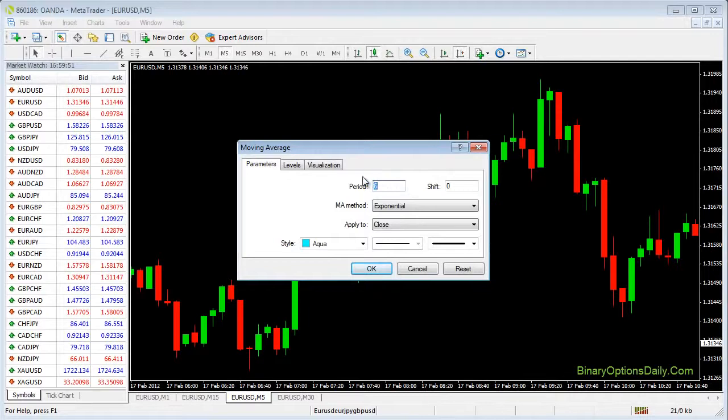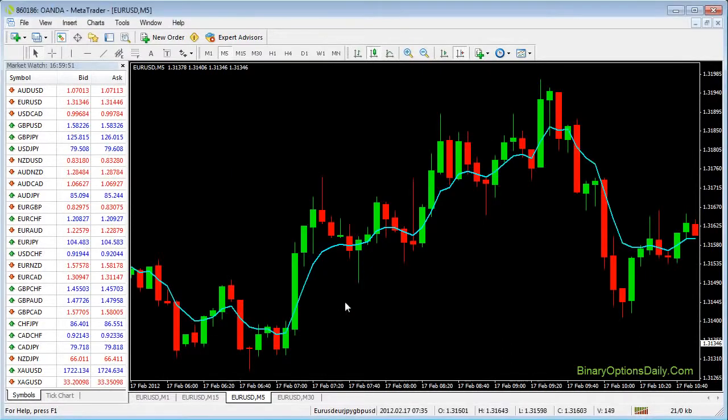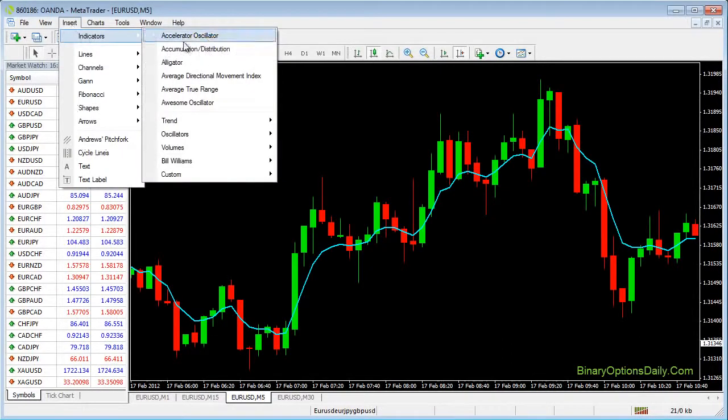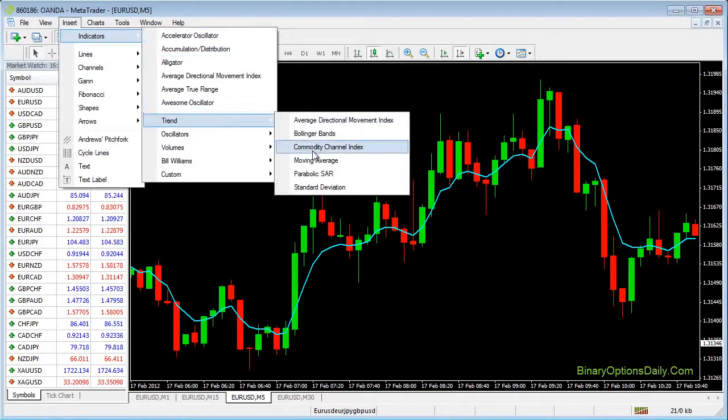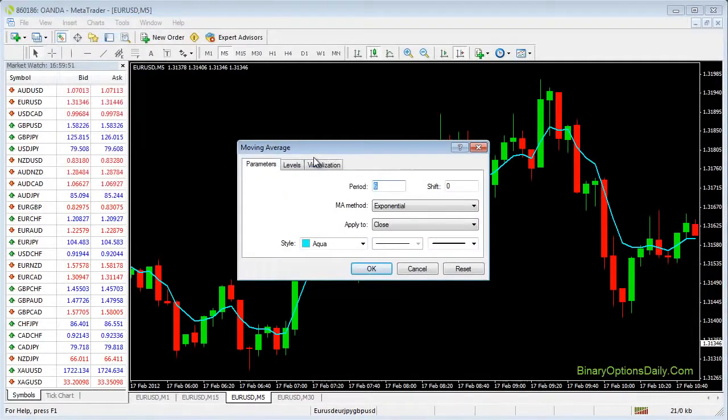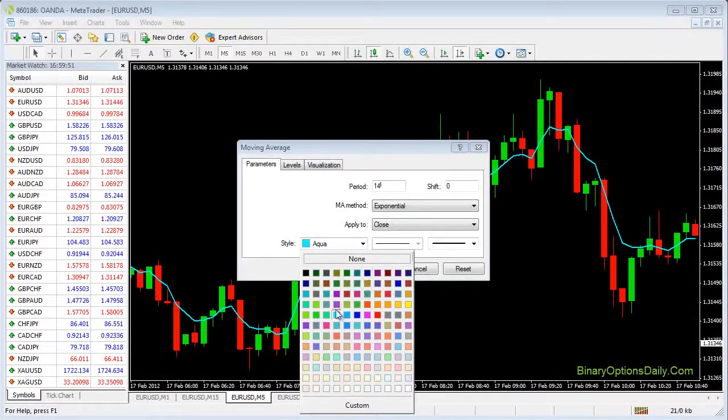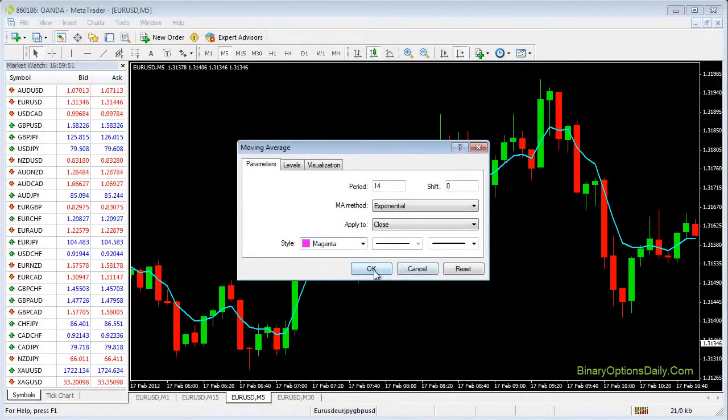but we're going to go ahead and add the first one, and our first one is going to be a 6-period exponential moving average applied to the close, and I'm going to keep this color aqua, and actually I'm going to make this line a little bit smaller than it was, and click OK. Now we need to add 2 more, so we're going to go back to the indicators, trend, moving average, and the next one we're going to do is going to be a 14-period moving average. And I'm going to be using a magenta line for this one. And again, these are all exponential and applied to close. So we're going to click OK.